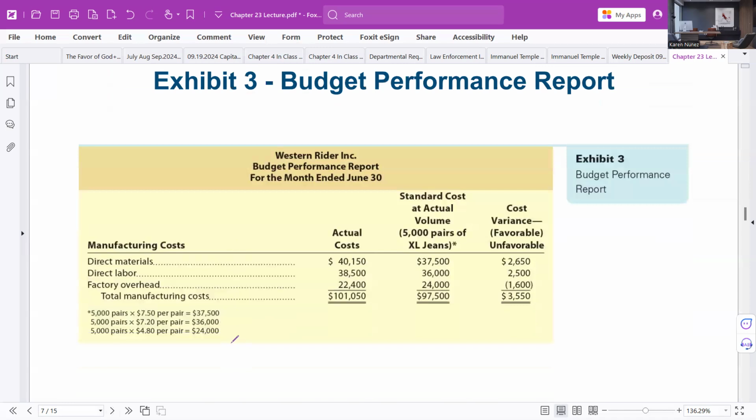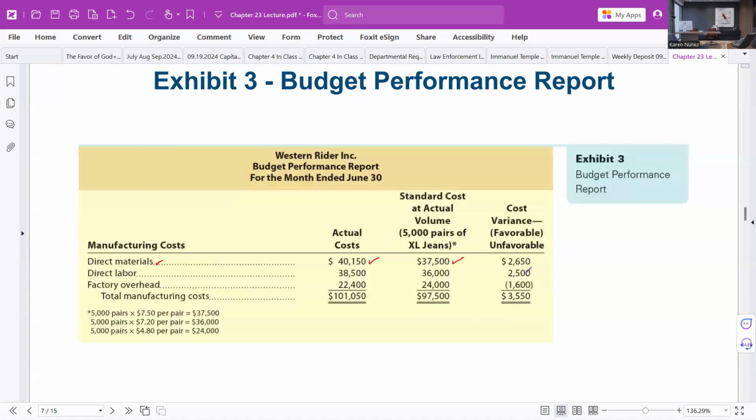So this is an example of a budget performance report. Again, if we focus on the direct materials, you can see we have actual costs of $40,150. The standard cost, though, to make 5,000 pairs of jeans is only $37,500. So the actual cost is greater than the standard cost. It cost us more than it should have.